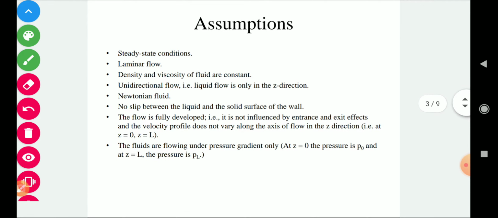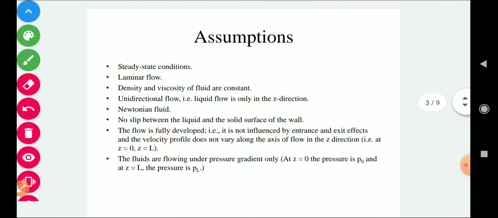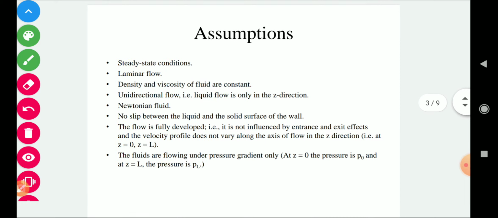It means Vx and Vy are equal to 0. We also have Newtonian fluid, so then we can apply Newton's law of viscosity. We have no slip condition between the liquid and solid surface. It means if we have no slip condition, then the fluid layer which is in contact with the solid wall has zero velocity, and the flow is fully developed.